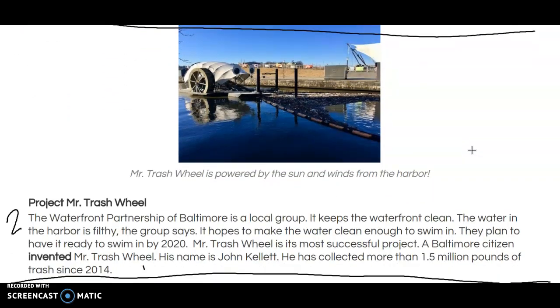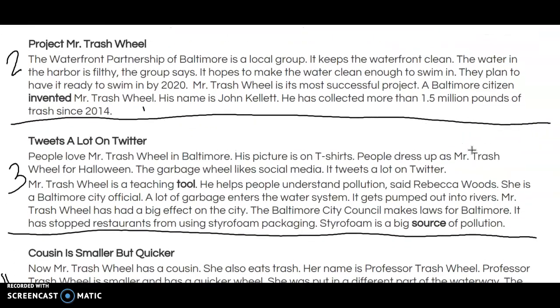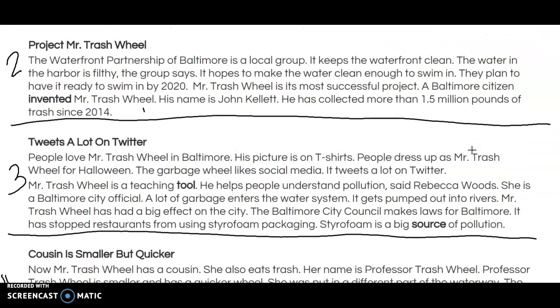We're going to continue. All right, paragraph 2. We're going to read it, stop at the line, and do the exact same thing. Here we go. Project Mr. Trash Wheel. The Waterfront Partnership of Baltimore is a local group. It keeps the waterfront clean. The water in the harbor is filthy, the group says. It hopes to make the water clean enough to swim in. They plan to have it ready to swim in by 2020. Mr. Trash Wheel is its most successful project.